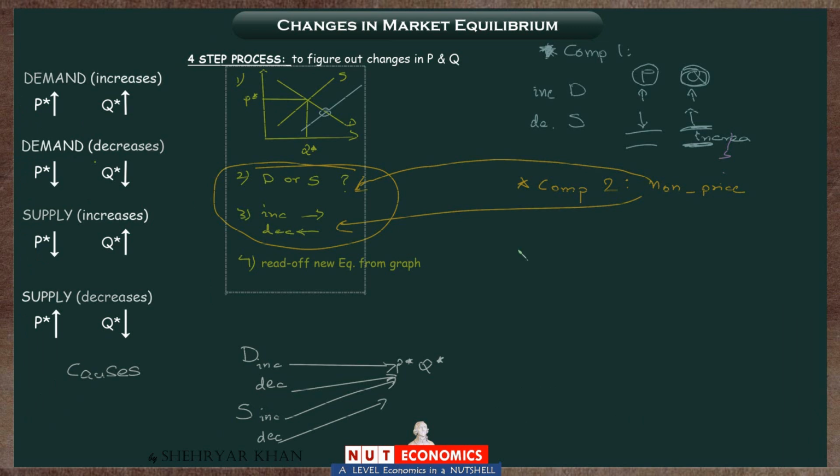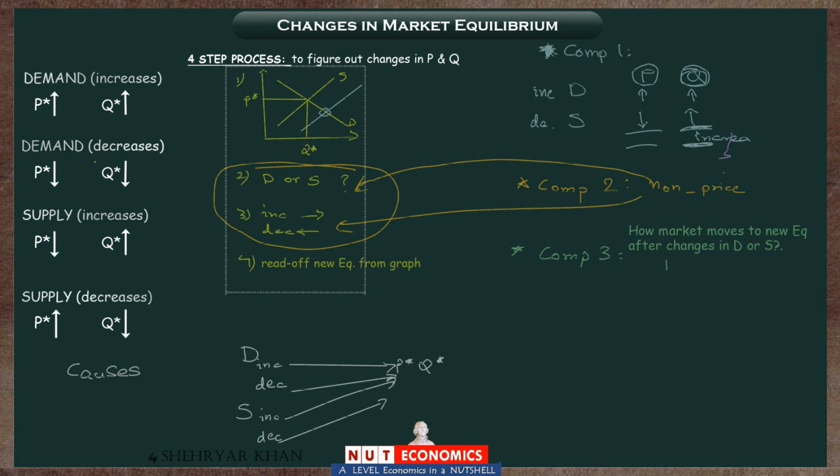And then the third complication or variation that the examiner will try to create is that sometimes, instead of just requiring you to explain the change in equilibrium price and quantity due to changes in demand and supply, the examiner will ask you to explain the whole process, or explain why the market moves from one equilibrium to another after, let's say, the demand has increased.